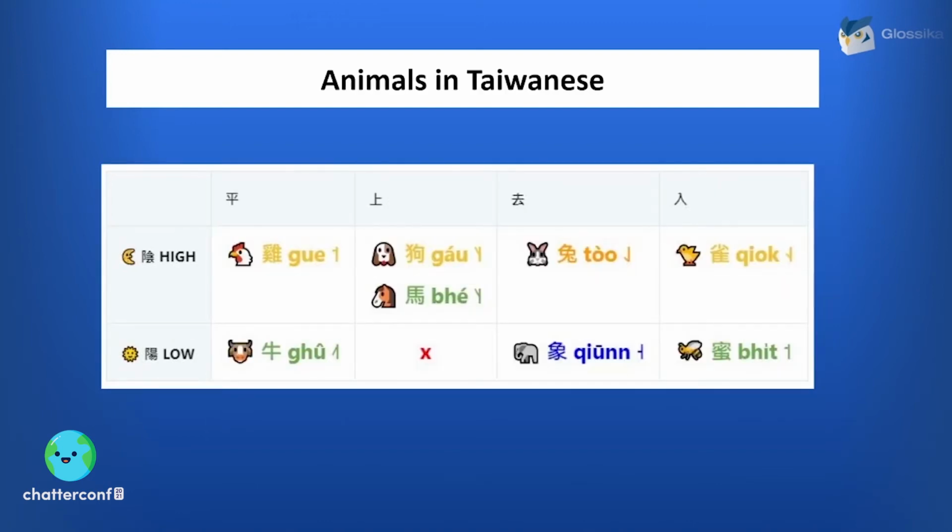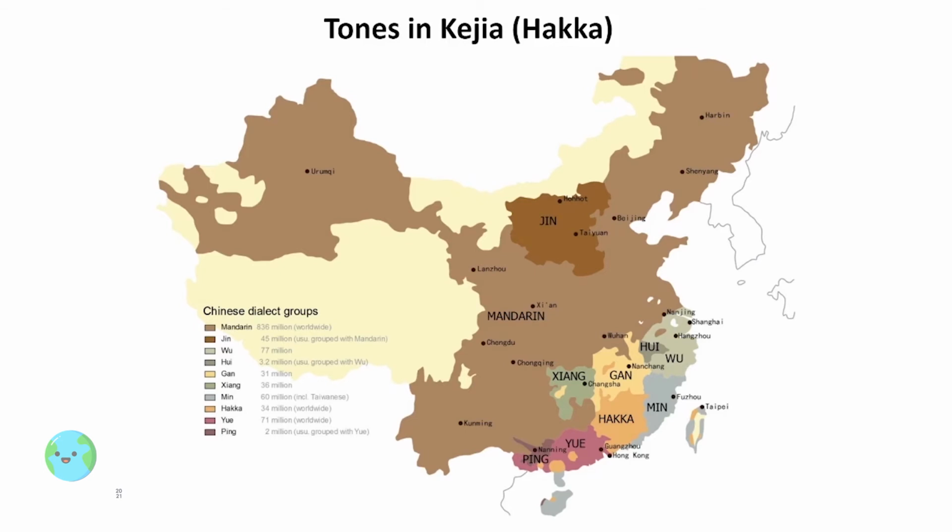So you have gui, gao, po, cho. And you have wu, bei, chu, bi. All right, so going on.